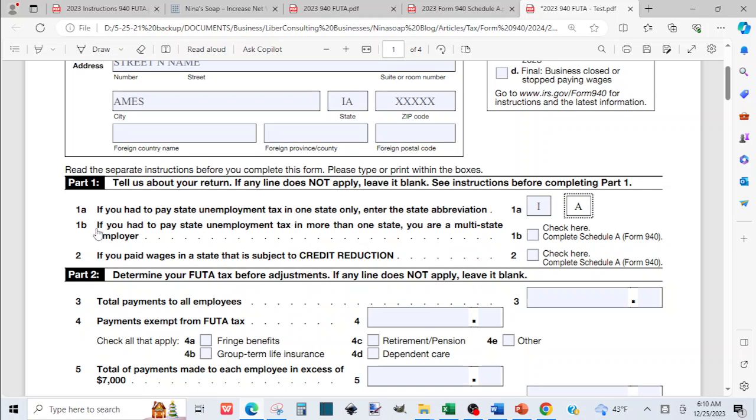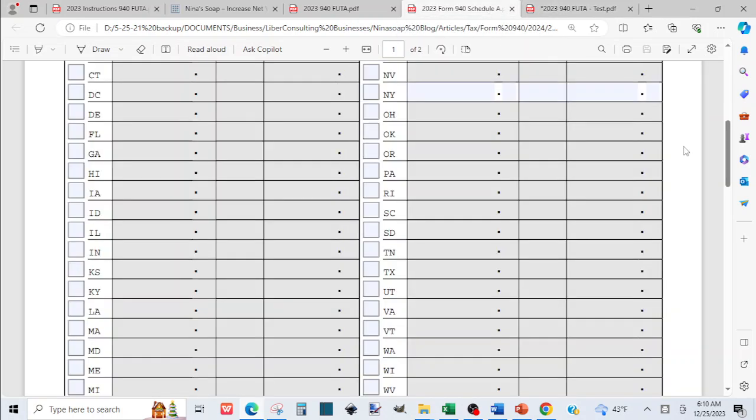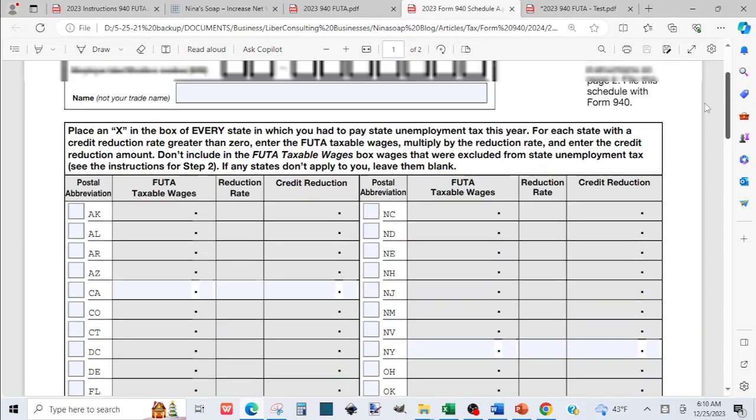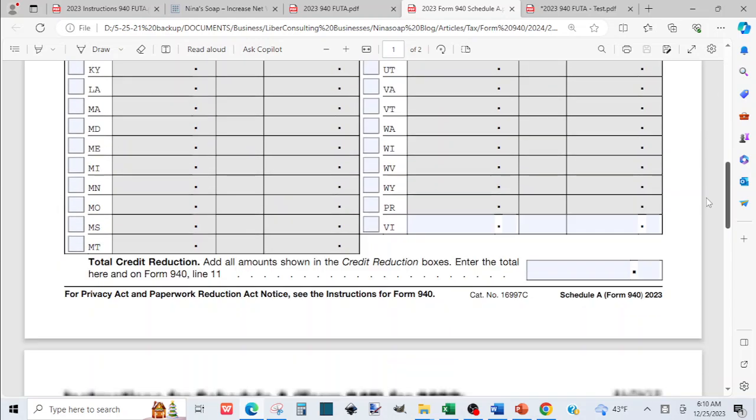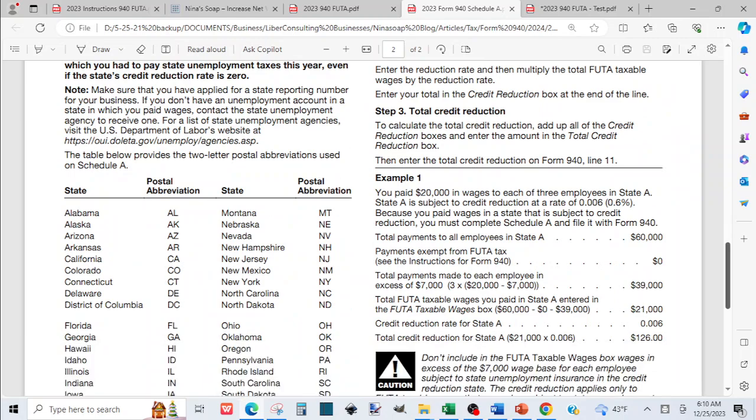Line 1b: if you had to pay state unemployment tax in more than one state, you are a multi-state employer, and you will check box 1b and complete Schedule A, Form 940. Schedule A is the Multi-state Employer and Credit Reduction Information. It has its own instructions as well.